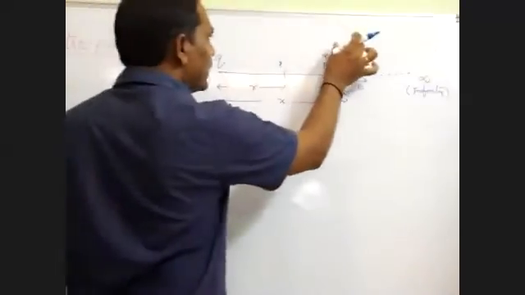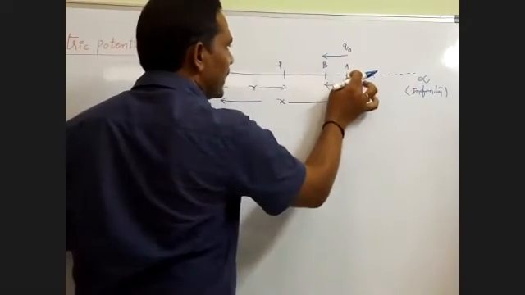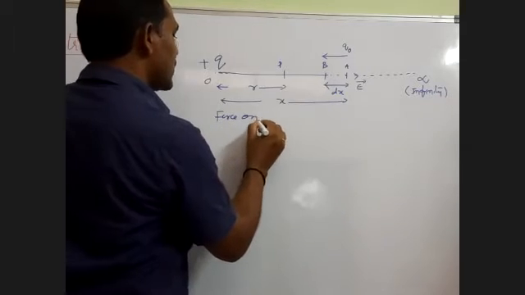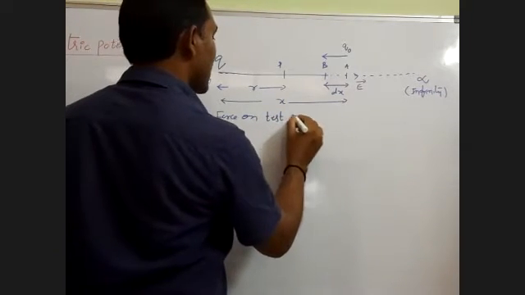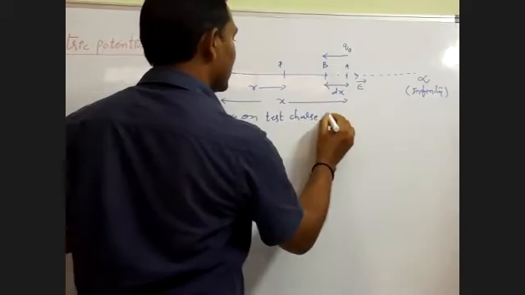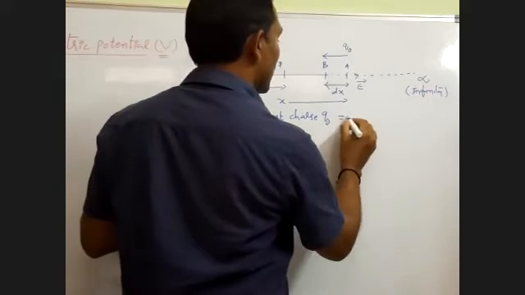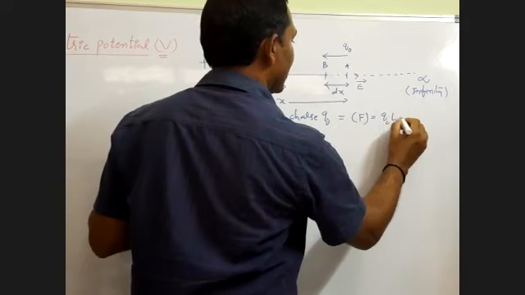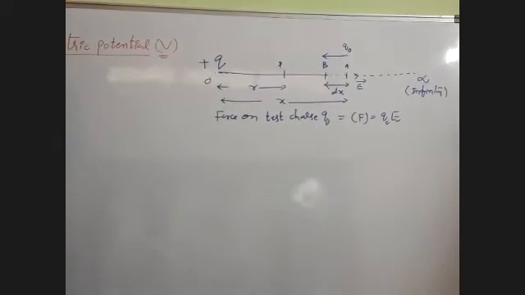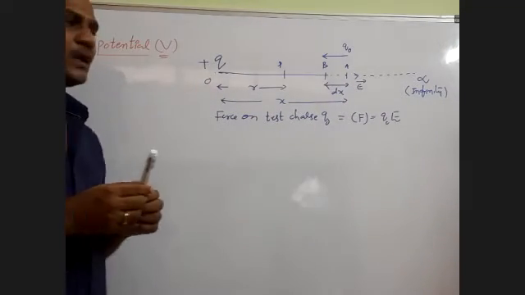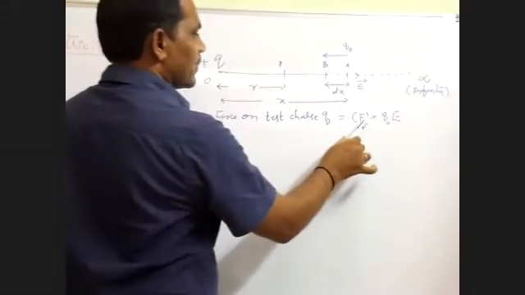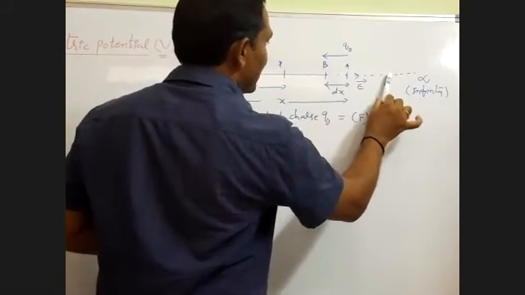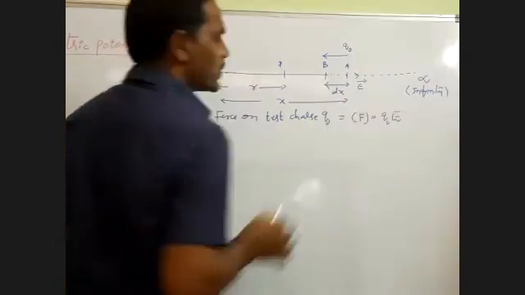Now I am keeping the unit test charge Q naught at the point A. Therefore, force on test charge Q naught is equal to how much? F is equal to Q naught E. Force on test charge Q naught, F is equal to Q naught E. ఇక్కడ ఫీల్డ్ స్ట్రెంత్ డైరెక్షన్ ఇటువైపు ఉంది కాబట్టి ఫోర్స్ డైరెక్షన్ కూడా సేమ్ డైరెక్షన్ లో ఉంటుంది.